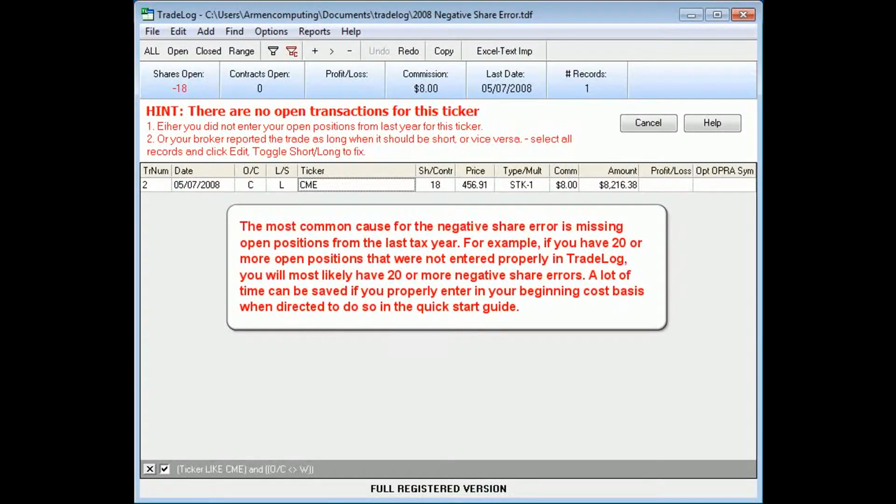The most common cause for the negative share error is missing open positions from the last tax year. For example, if you have 20 or more open positions that were not entered properly in TradeLog, you will most likely have 20 or more negative share errors. A lot of time can be saved if you properly enter in your beginning cost basis when directed to do so in the Quick Start Guide.